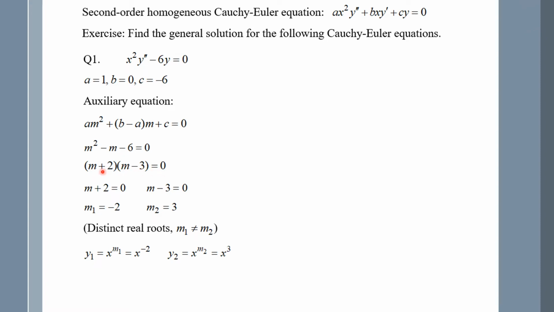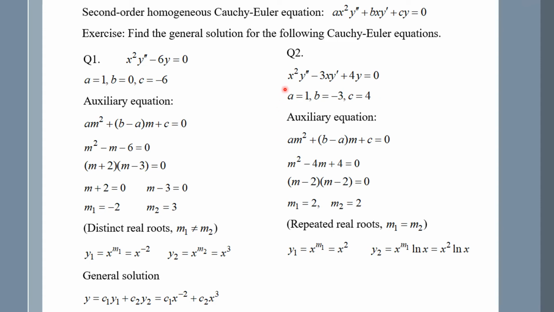If the first factor is equal to 0, we get the first root, m1, which is negative 2. And if the second factor is equal to 0, we get the second root, m2, which is equal to 3. So these two roots are real numbers and they are not equal to one another. So we are getting the case of distinct real roots, m1 is not equal to m2. To write down the solutions, for the case of distinct real roots, y1 is expressed in the form of x to the power of m1. m1 is equal to negative 2, therefore y1 is x to the negative 2, and y2 is x to the power of m2, but m2 is equal to 3, so y2 is x cubed. The general solution is y equals c1y1 plus c2y2.